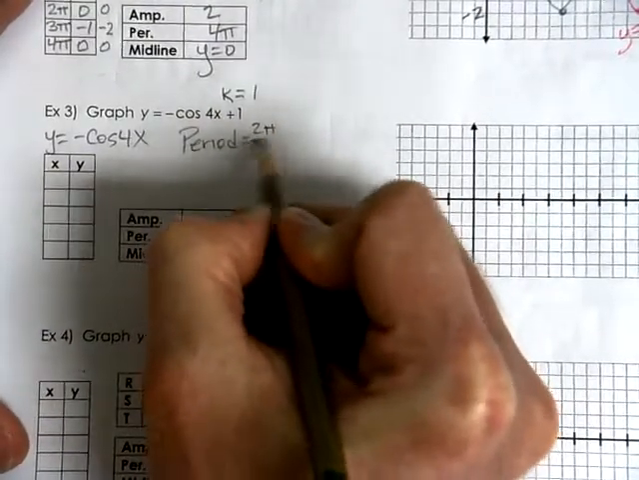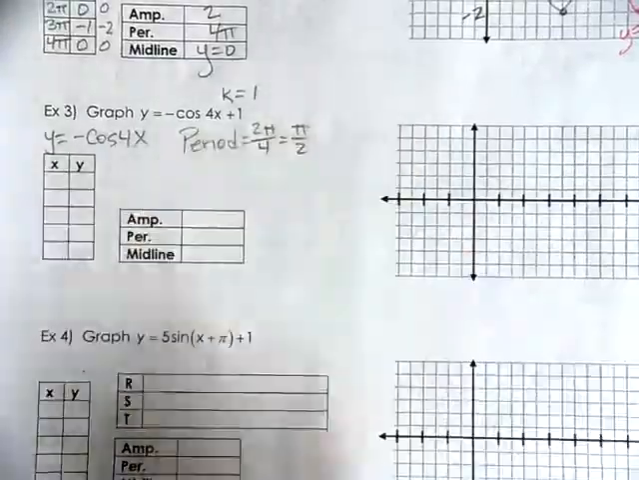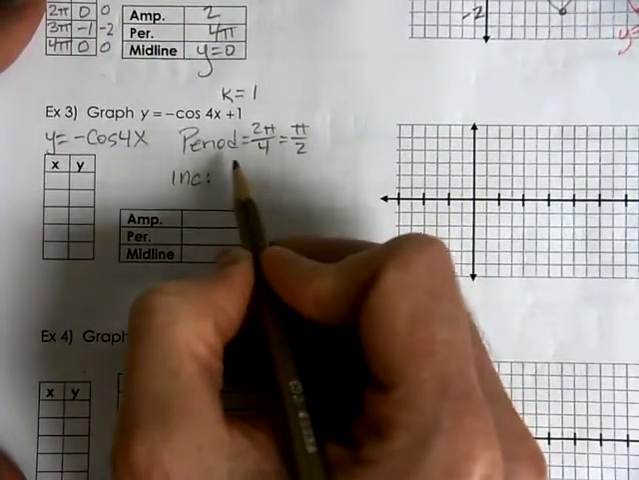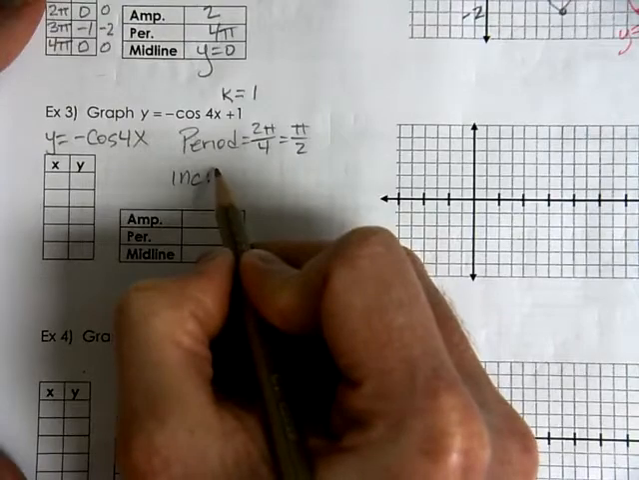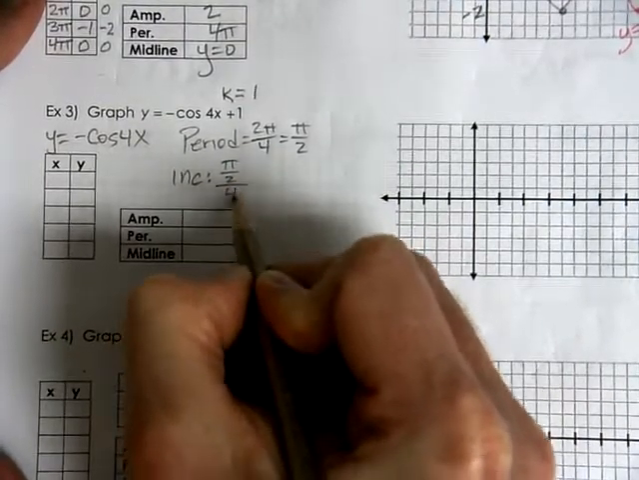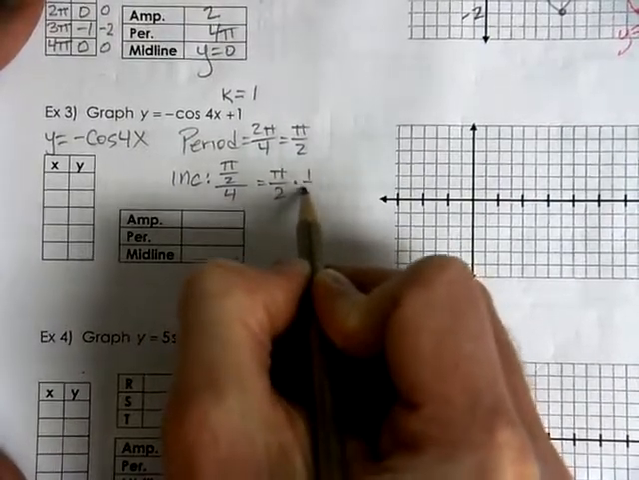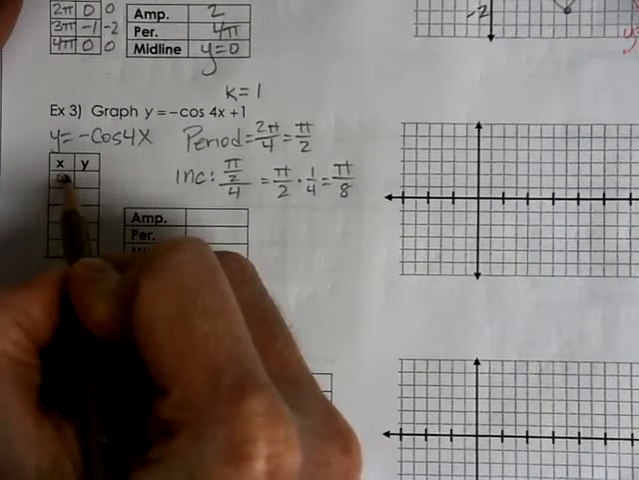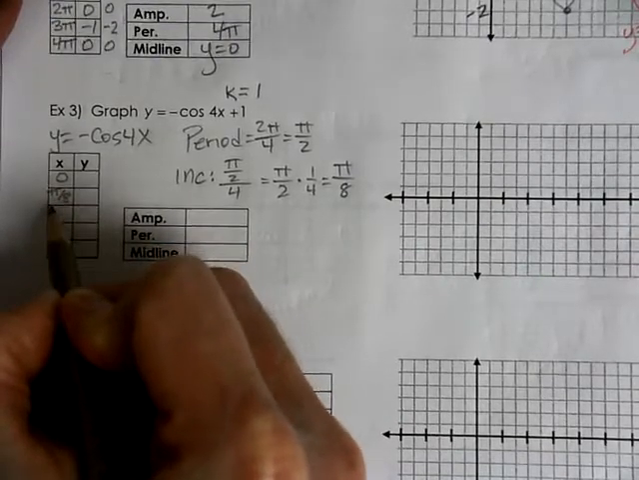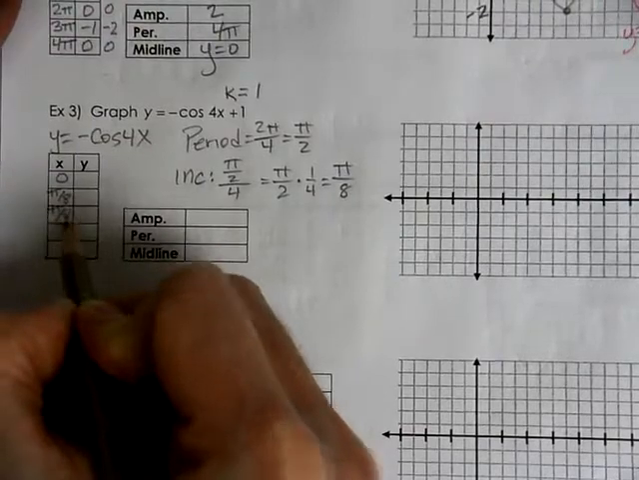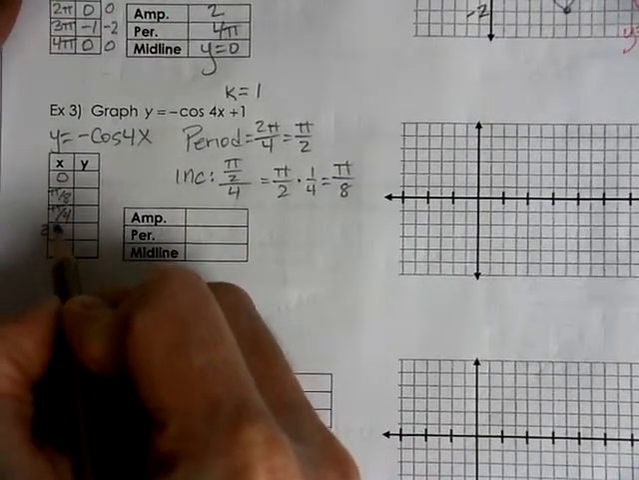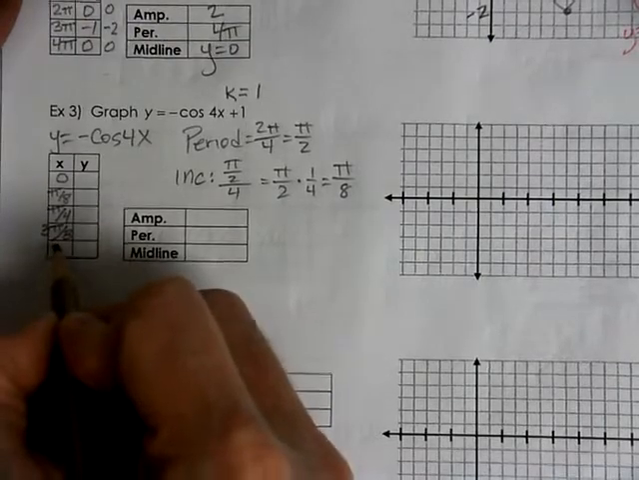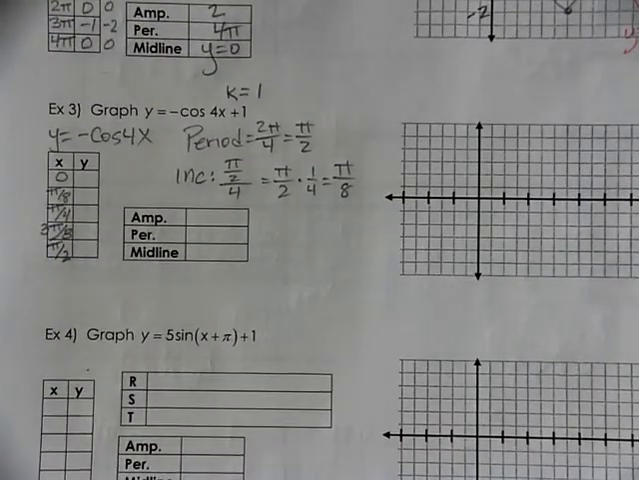So the period is 2 pi divided by b, so that means the period is going to be pi over 2. And the increments, how we work across the scale for the x-axis, is going to be the period divided by 4. To do that, you multiply by the reciprocal. So we're going to count by pi over 8. So if we start at 0, then we're going to have pi over 8, and that's 2 pi over 8, which means pi over 4. 3 pi over 8, and 4 pi over 8, which is pi over 2, which is what we said the period was.